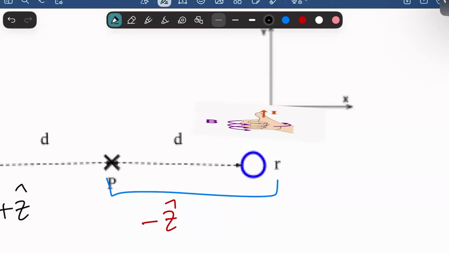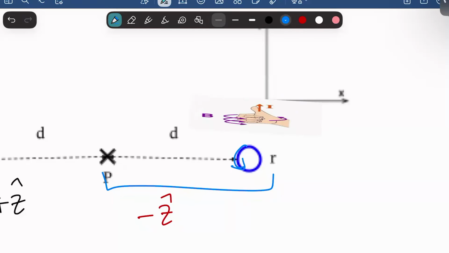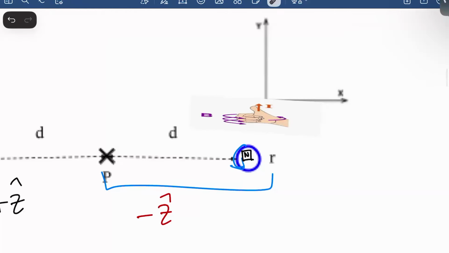The conventional current were to flow clockwise. No, we just did that. What if it were to flow counterclockwise? So if it were to flow counterclockwise, then the North Pole would be the one facing us. And the South Pole would be on the opposite direction, more into the page. So with that, you can imagine that there's a bar magnet here. Magnetic field lines are coming out of the page and going into the page.